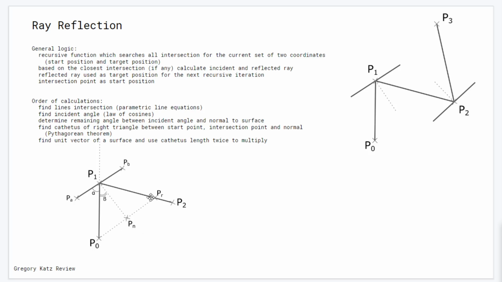To find specific coordinates, we need to use this vector, which is the surface we reflected off. So we calculate the unit vector for this surface, and then multiply it by the length of two cathetuses, and we receive our coordinates. Now these calculations will be performed recursively, first for the source position and direction, and then this would become the source position and this would become the direction, until the length of the ray is 0.